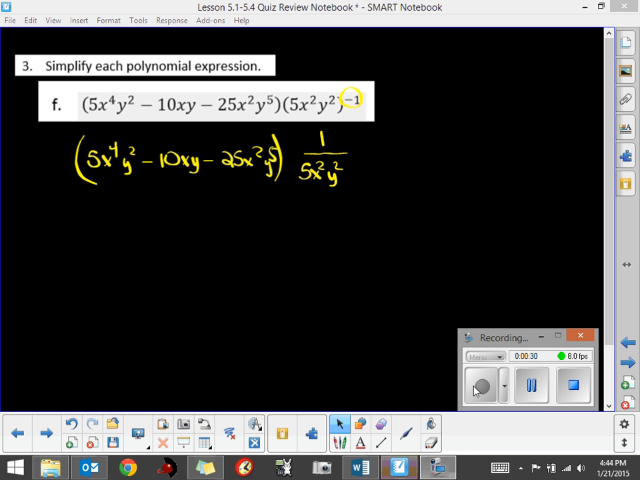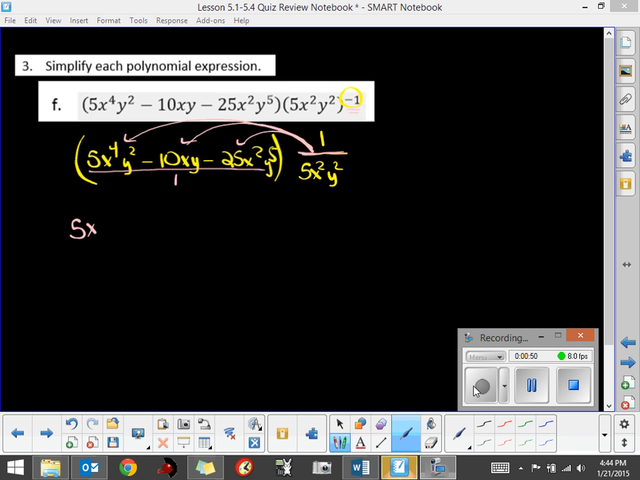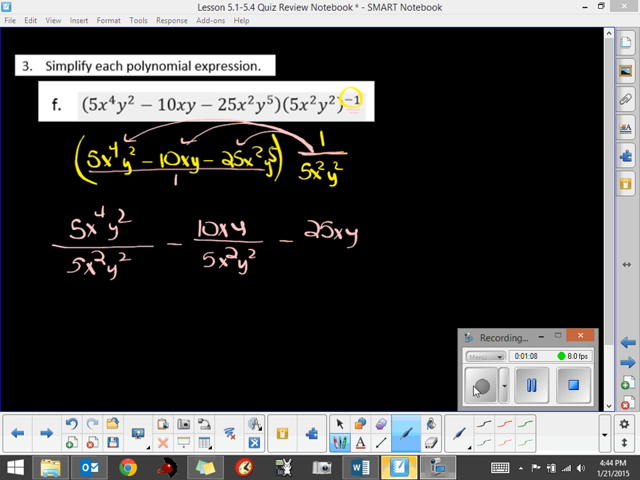So this is simply a division problem written a little bit differently. By putting that negative 1 as a power, it becomes 1 over something, and this is over 1. So you either are distributing this fraction of 1 over 5x squared y squared, or you're just distributing your division. So it's 5x to the fourth y squared divided by 5x squared y squared, then minus 10xy divided by 5x squared y squared, then minus 25x squared y to the fifth, all over 5x squared y squared.